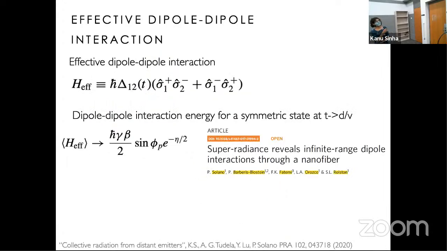Okay, and we can also look at the effective dipole-dipole interaction in the presence of delay. What we find is that if you look at the dipole-dipole interaction energy, which is a time-dependent Hamiltonian, at the instant when the dipoles just see each other, there is an exponential decay, which suggests that dipole-dipole interactions are not infinite range. So we kind of answer the question that we started with here.